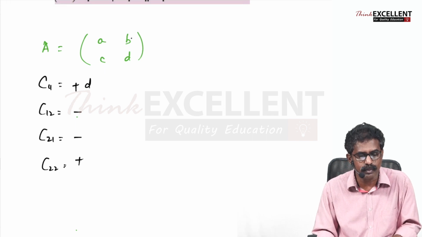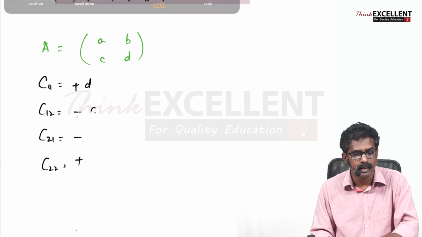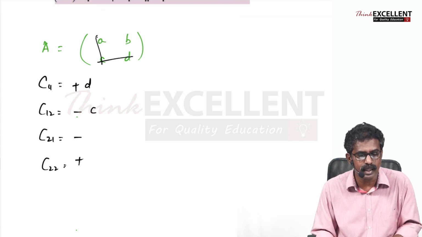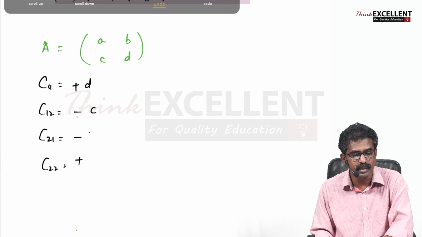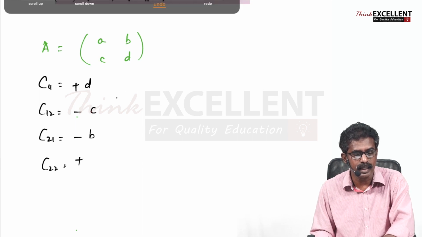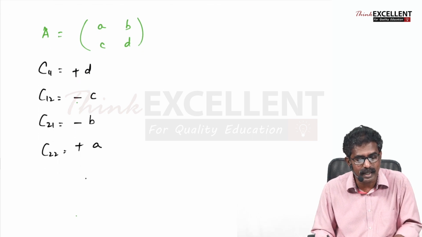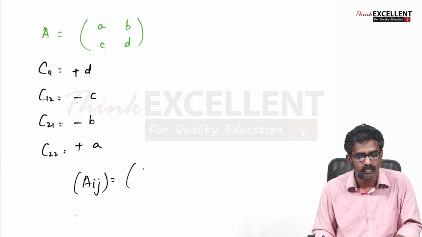Next, for the second one, leave that row and that column. You are getting C. Then for the third one, leave that row and that column. You are getting B, right? And the last one, leave that row and that column. What do you get? A. So all the cofactors, you got it. Form the cofactor matrix Aij. The cofactor matrix is D, minus C, minus B, A, written in order.